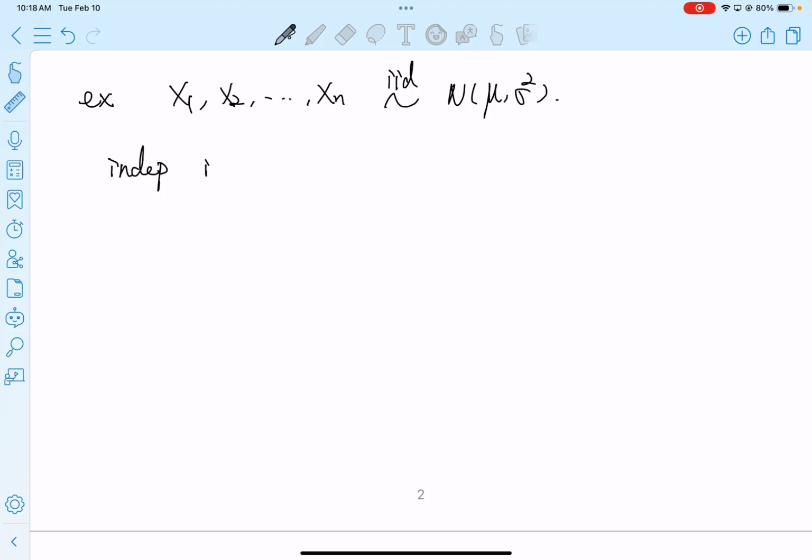Okay, so our next example is that instead of two normals, we have n normal random variables. So here we have n random variables, and here we write IID normal with mean mu and variance sigma squared. IID here again stands for independent and identically distributed.